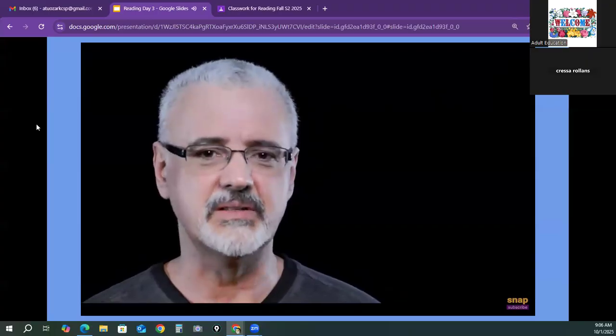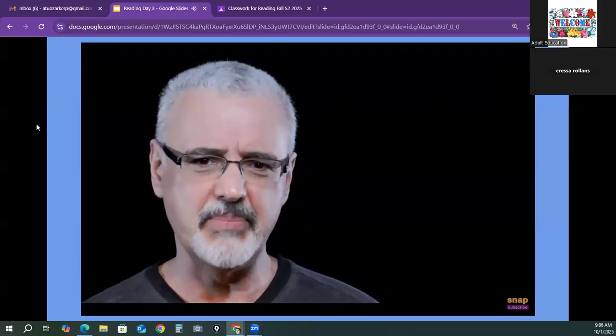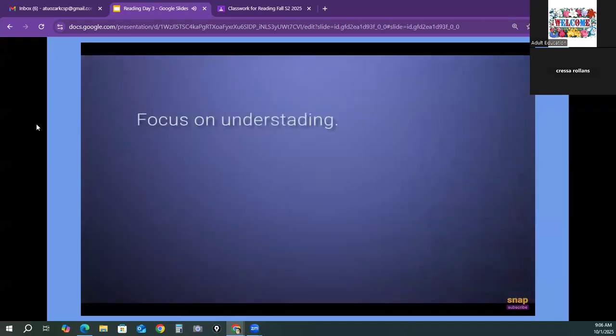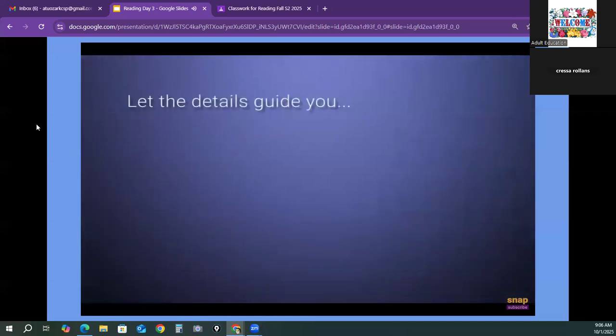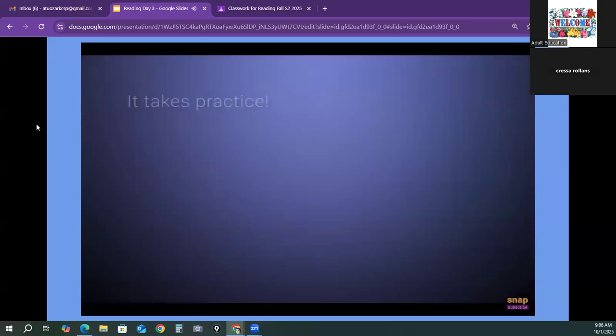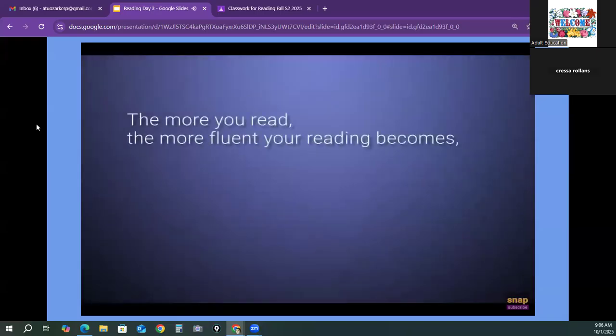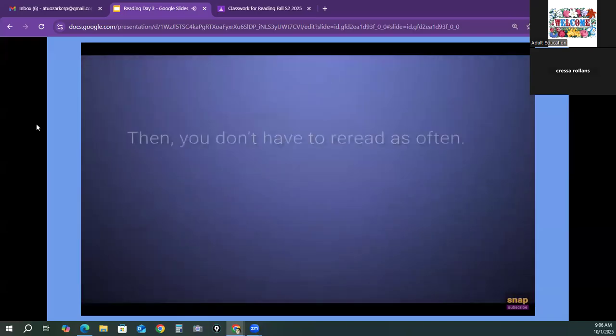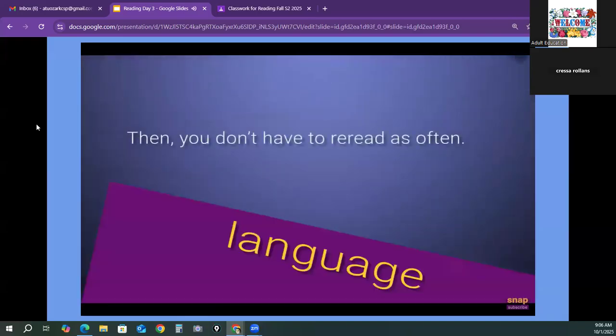But wait a minute, I still have to reread paragraphs all the time to see these patterns of information. How do you stop that from happening? Rereading is part of the reading process. You can make it easier on yourself if you focus on understanding what you're reading. Let the details guide you, and eventually the main idea that the writer wants you to understand just clicks. It also takes practice. The more you read, the more fluent your reading becomes, and the better you become at finding these patterns. Then you don't have to reread as often.